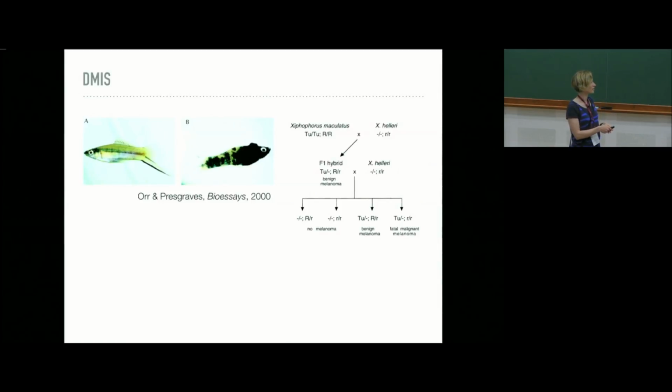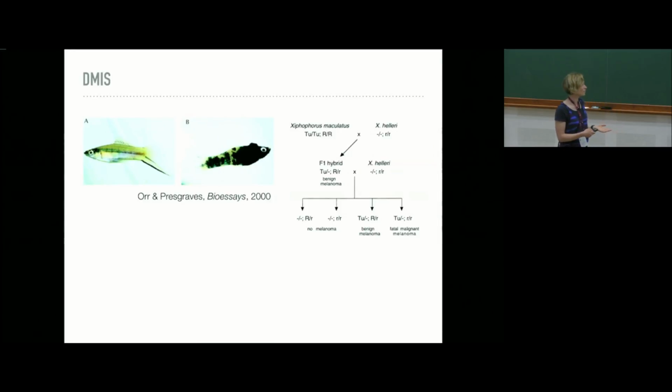When they meet, and they actually do in nature, you see hybrids. In the first generation, hybrids are still fine because they are heterozygous for both of these loci. But if they now backcross to the species that has neither the tumor nor the repressor gene, then in the second generation you get some individuals that have the tumor gene but not the repressor gene. In those cases, they still have black spots, but they will also develop fatal malignant melanoma.